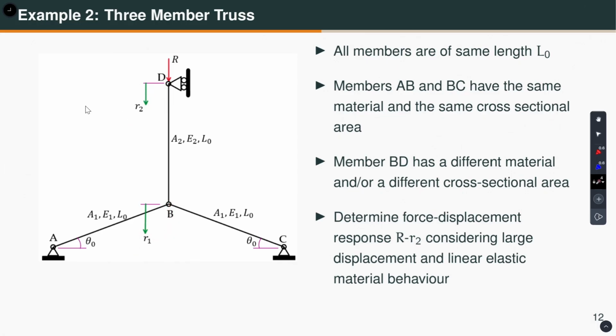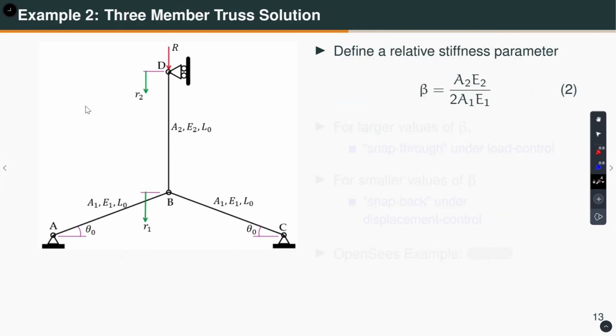Now, moving forward, let us define a relative stiffness parameter beta. What is beta? It is A2 E2 divided by 2 times A1 E1. So, this is A1 E1, I am just doubling it for 2 members, and this is A2 E2. This is just a definition.